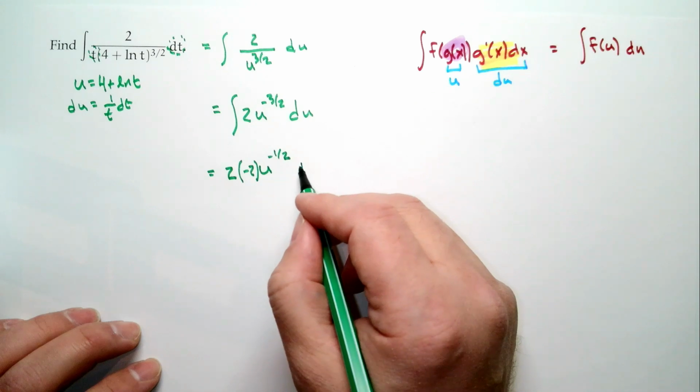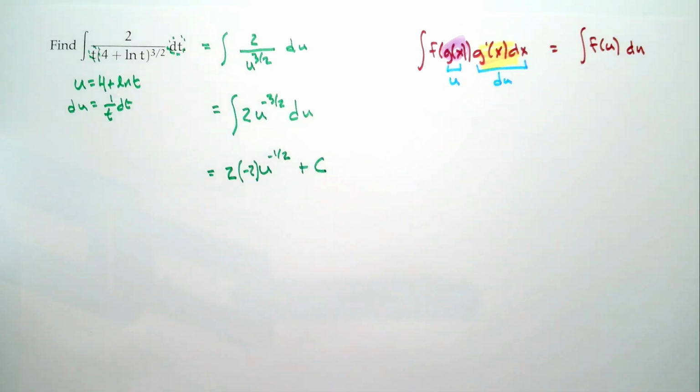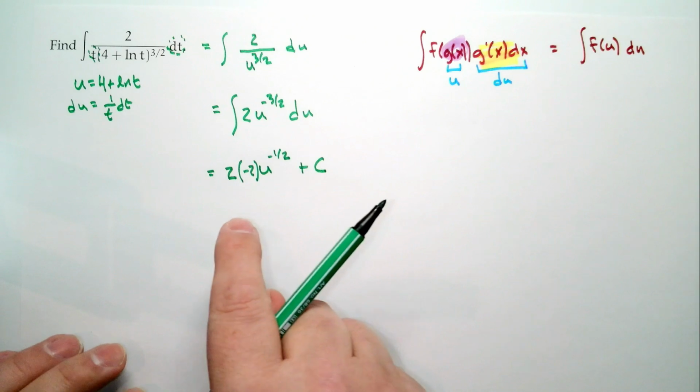And then, of course, because you want full points, if it's an antiderivative, don't forget the plus c. That's very important. All right. So what do we have? Well, are we done? Not quite.